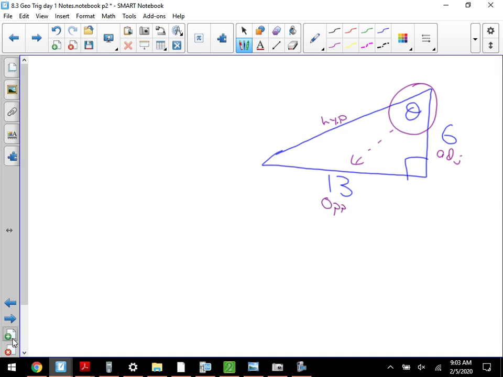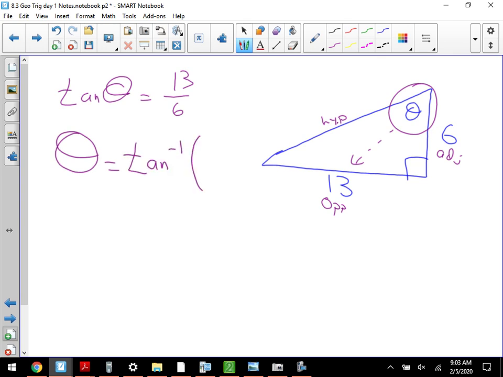What trig function do we use? Very good. Tangent. So we have the tangent of theta. Remember, we're using theta for our unknown. And then opposite is 13, adjacent is 6. How do I move the tangent? Remember, it's the -1. So theta will equal the tangent inverse of that.